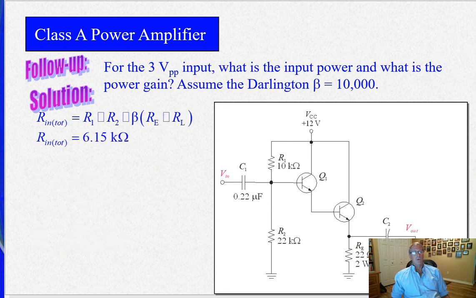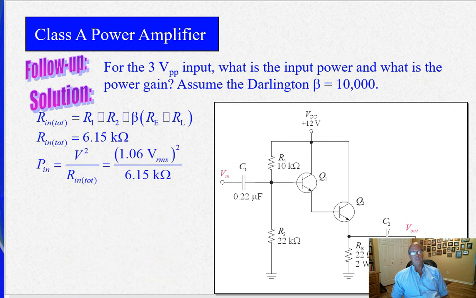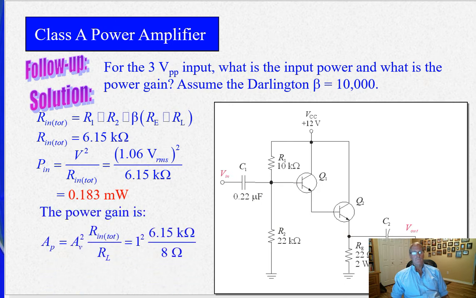So that results in a total input resistance of 6.15K. And again, we do the V squared over R on that, and you get about 0.183 milliwatts on the input. With the output power, you can go ahead and just do that division if you want, and you get this answer, about 750 is what I got.